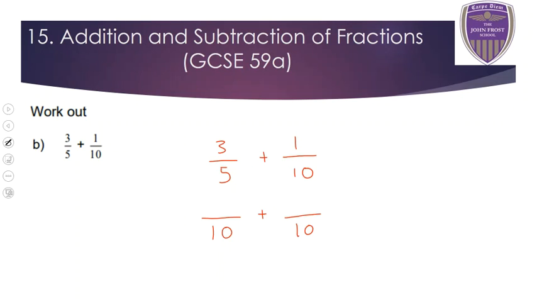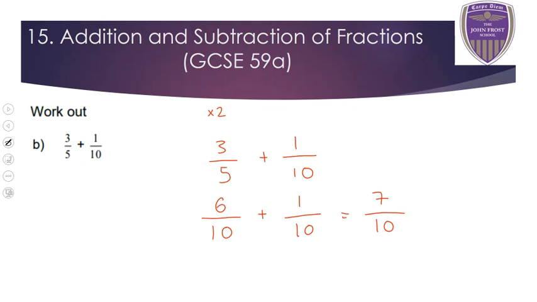So the denominator on the first fraction was 5. We've changed it into 10 by multiplying by 2. 5 times 2 is 10. So if we times the 5 by 2 to make 10, we have to times the 3 by 2 to make 6. 3 over 5 is equivalent to 6 over 10. The second fraction, the 10 on the bottom was already there, so we haven't actually changed anything in that fraction. So the numerator stays the same. Once they're the same, they stay the same on the bottom. 6 plus 1 is 7. The answer is 7 over 10.